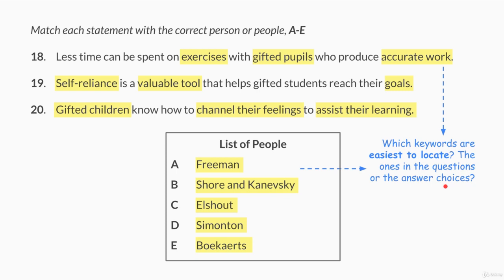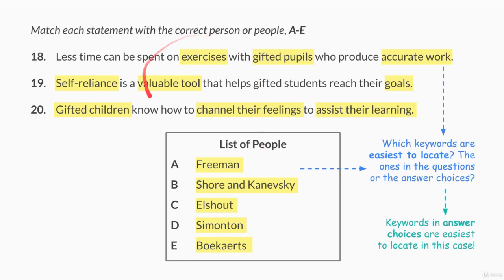So you have to know, guys, which keywords are the easiest, because sometimes the keywords in the answer choices may be easier, other times keywords from the questions can be easier. In this case, the keywords from the answer choices are much easier, so we're going to be locating these keywords. We're not going to be looking for these keywords. We're going to first look for these keywords, and after we have found them, then we are going to scan the surrounding area to look for these other keywords to find out which question matches up with each answer choice. So we're going to work backwards in a way.